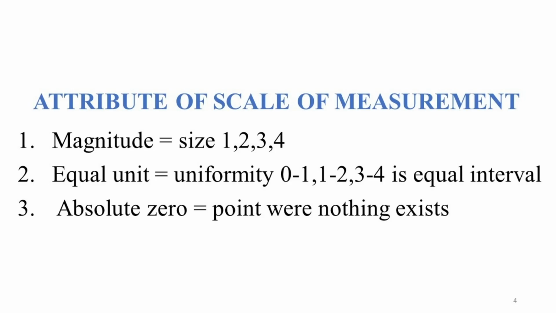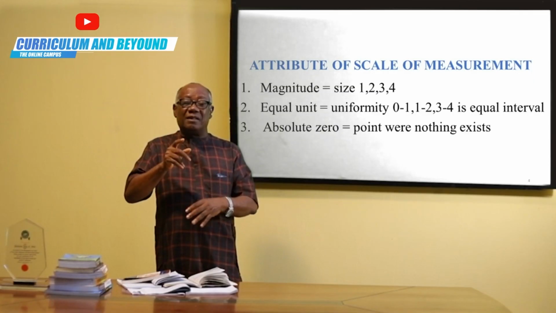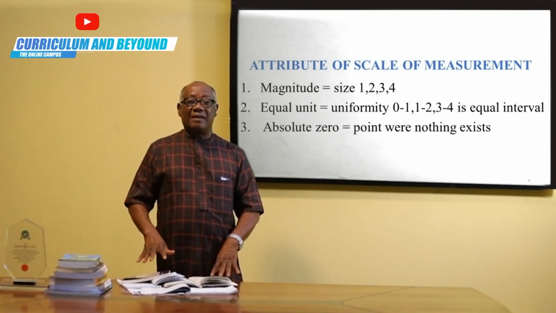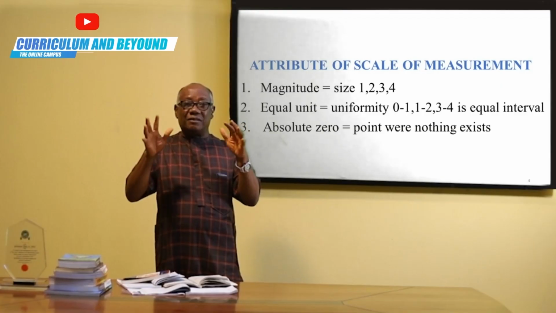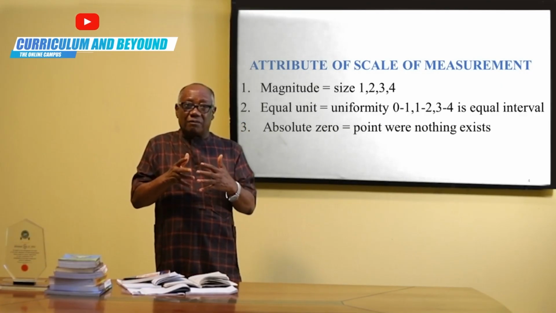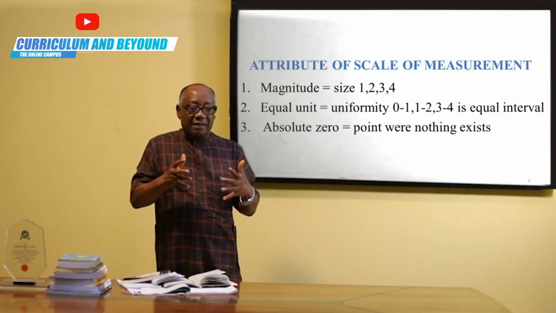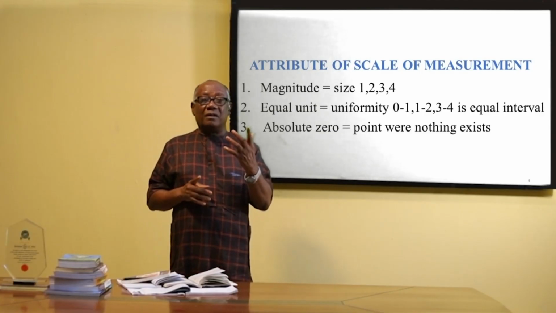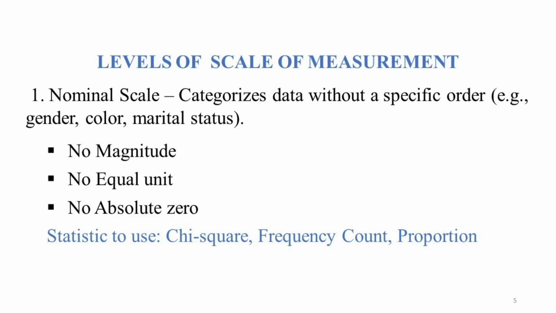Then the absolute zero is a point in the measurement scale where nothing exists. Now, with these attributes of scale of measurement, we will attempt to explain the scales of measurement. First, in nominal scale, there is no magnitude. There is no equal unit. There is no absolute zero.